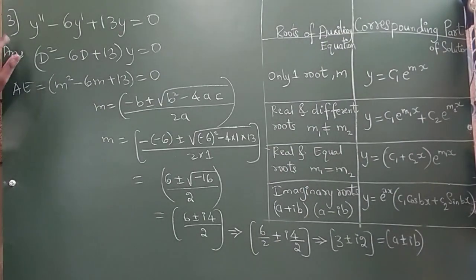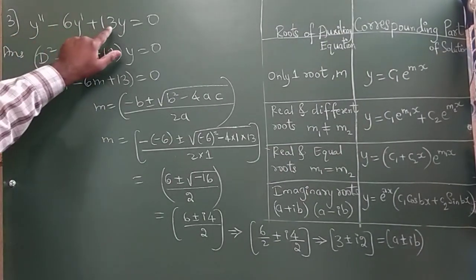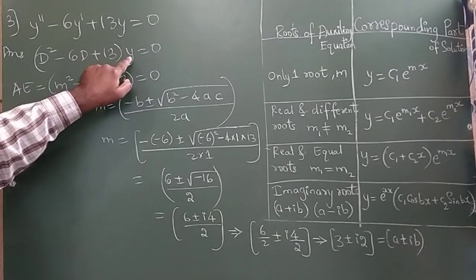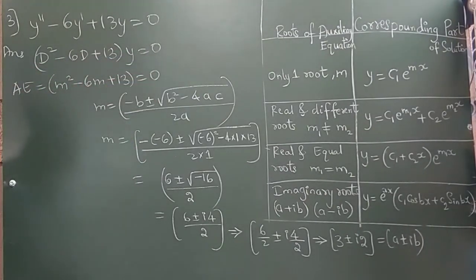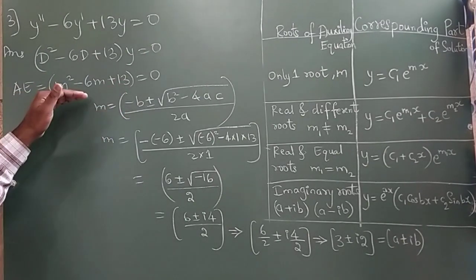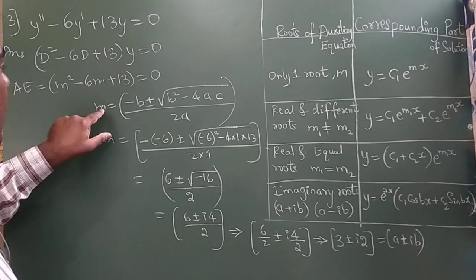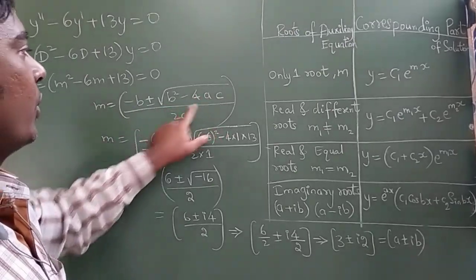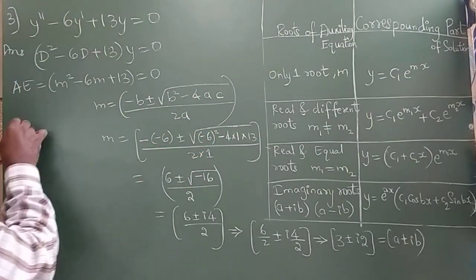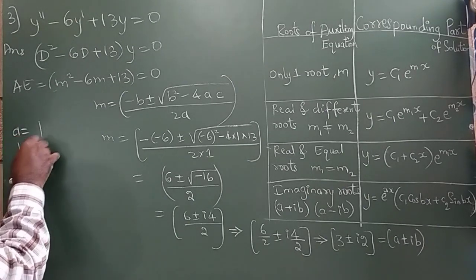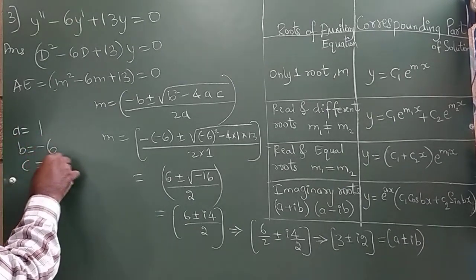Now third question. y double dash minus 6y dash plus 13y is equal to 0. So this can be written as D square minus 6D plus 13 of y is equal to 0. In auxiliary form, it can be written as m square minus 6m plus 13. This cannot be solved by simple factorization. So I use this formula, m is equal to minus b plus or minus square root of b square minus 4ac upon 2a. Now what is a here? First term, its coefficient is 1. What is b? It is minus 6. What is c? It is 13.